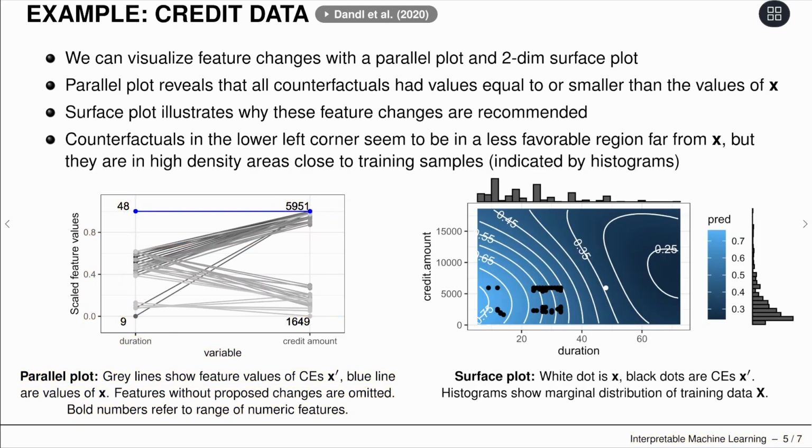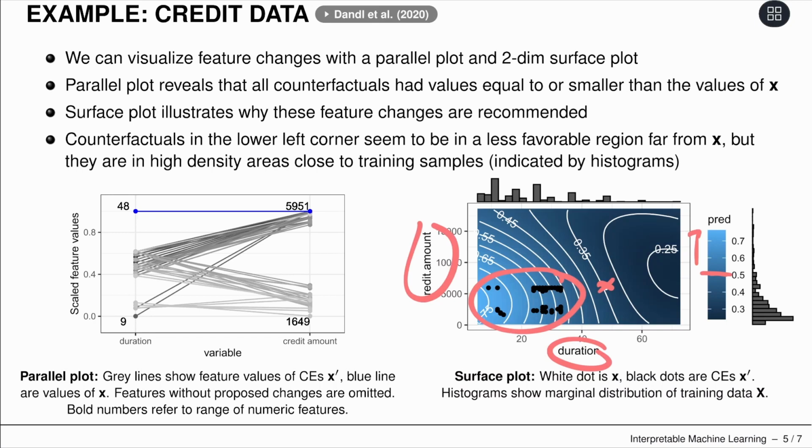We can also try to plot this in these surface plots, as I already mentioned. So again, duration and amount of the credit. We're starting over here actually, that's the point x. And here we see all the counterfactuals, which makes sense, right? So we would like to go here in a region which is color-wise more bluish, not so dark.